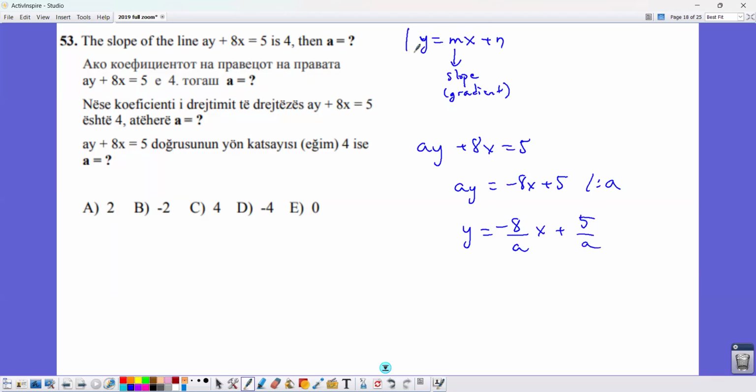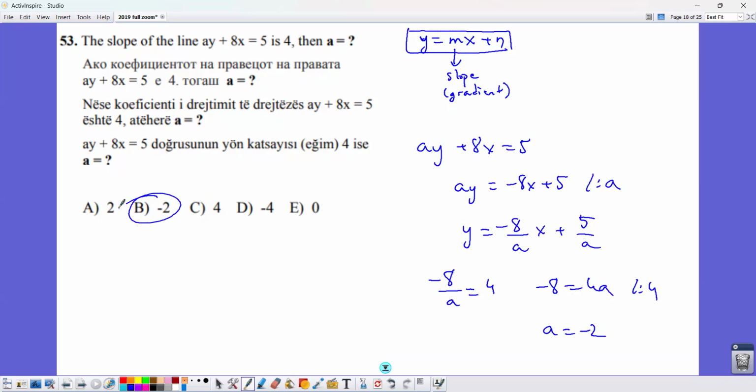Now, according to our rule, we know that if our line is in this form, y is equal to mx plus n, the coefficient of x is always slope. So minus 8 over a is the slope, which is given that it is 4. From here, when we do cross product, minus 8 is equal to 4a. I will divide by 4. A is equal to minus 2, which is B.